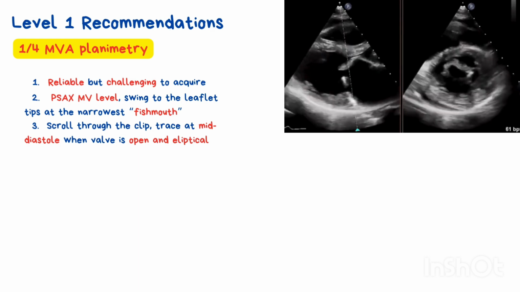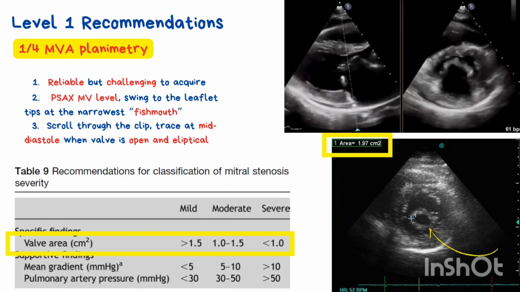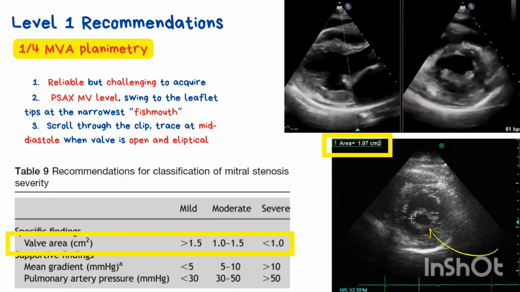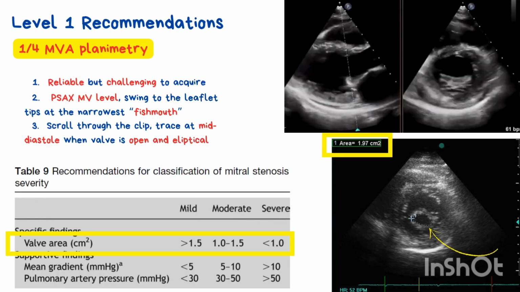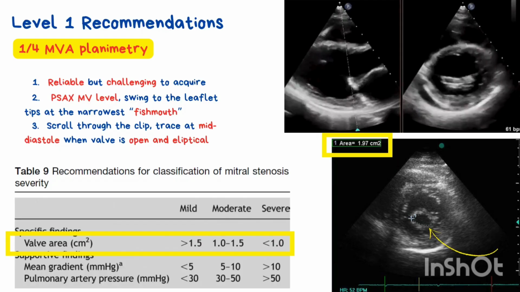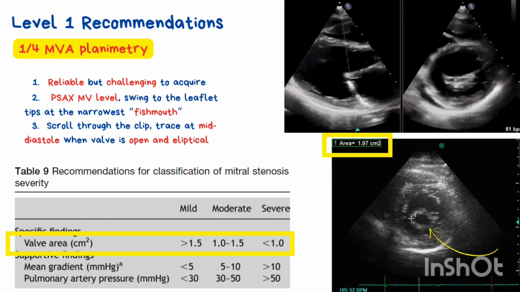Now you can start at any point inside the opening and proceed to tracing the MVA. In this example, our tracing gave us a mitral valve area of 1.97 square centimeters, which falls within the range of mild mitral stenosis. Next, let's look at the pressure gradient across the mitral valve, which is calculated by the machine for you using the Bernoulli principle.